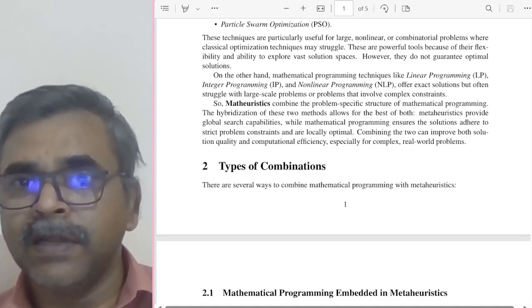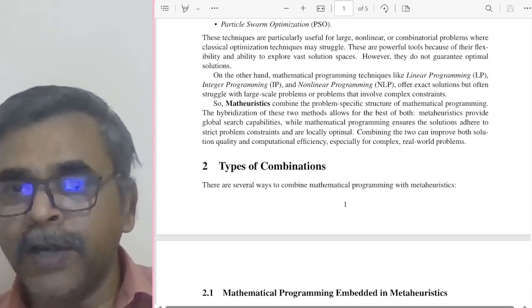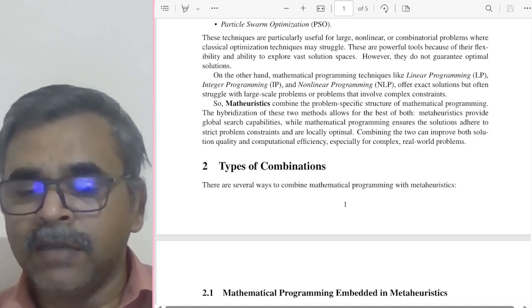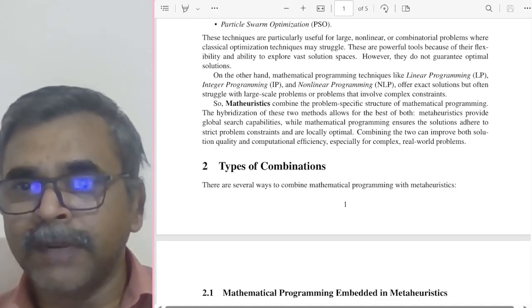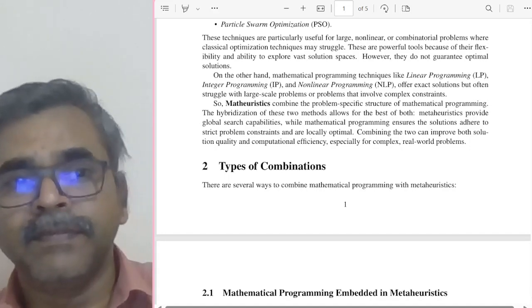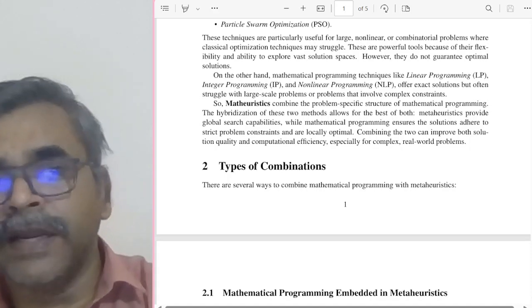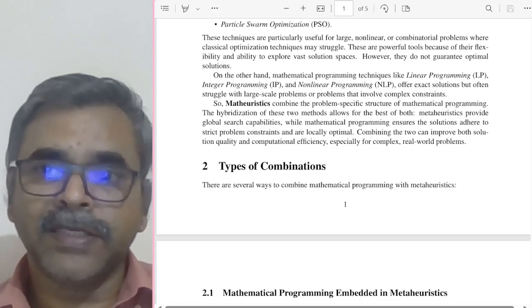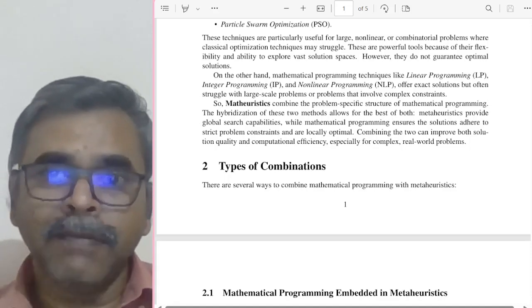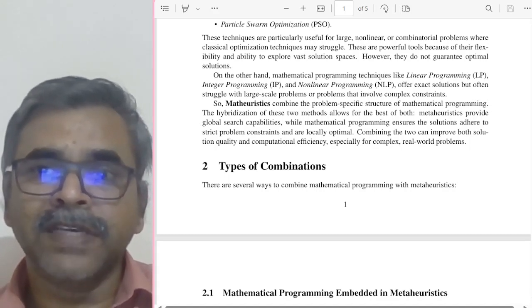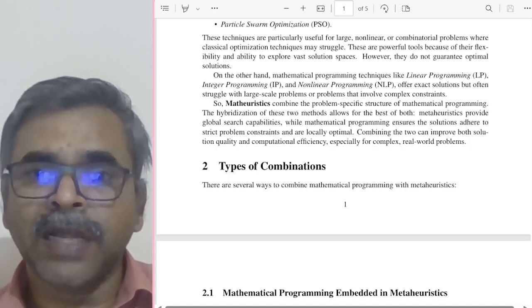These are flexible. These are available. These are able to explore the vast solution space. While in the case of direct mathematical problems, if the solution space increases, the difficulty of solving increases, and even computation becomes infeasible in some cases. On the other hand, mathematical programming techniques like linear programming, integer programming, non-linear programming offer exact solutions, but often struggle with large scale problems or problems that involve complex constraints.